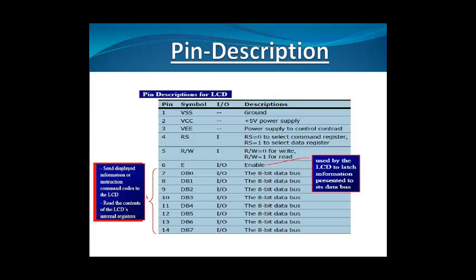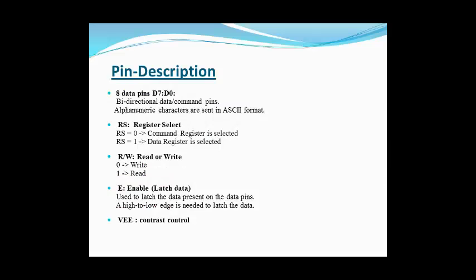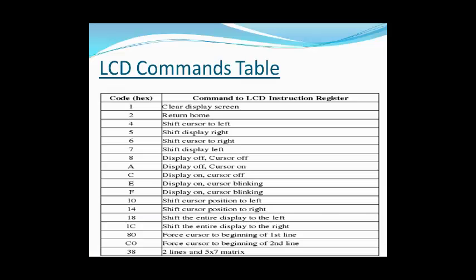Pin 7 to pin 14 are the data pins. The 8-bit data pins D0 to D7 are used to send information to the LCD or read the contents of the LCD's internal registers. To display letters and numbers, we send ASCII codes to these pins while making RS equal to 1. Now this is the LCD commands table showing various LCD commands with their hex codes, and we'll learn about these commands in the next slide.